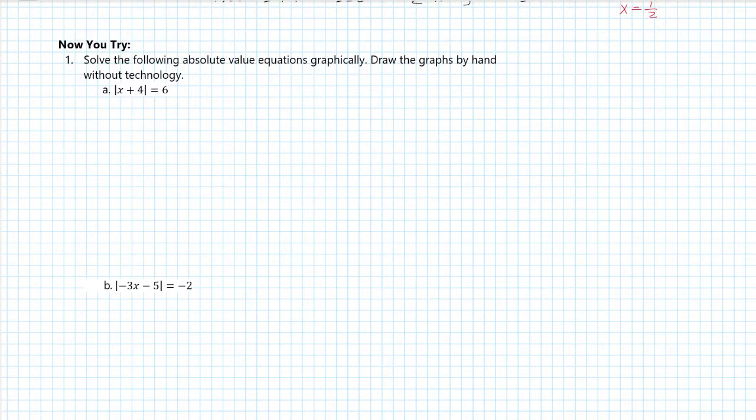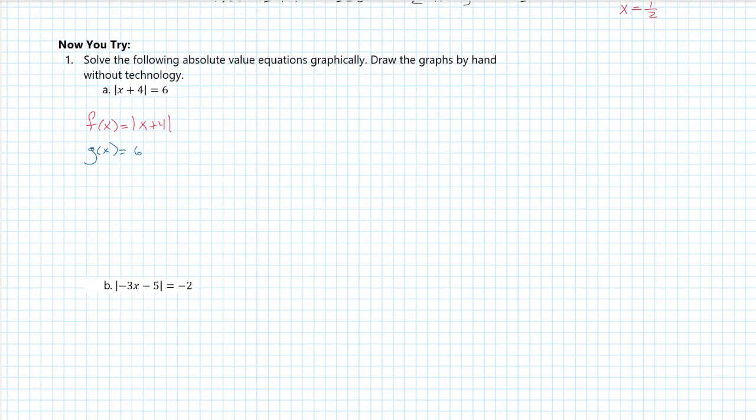This is Noah, and we're going to walk through the solutions to the Now You Try problems on solving absolute value equations graphically. The instructions say solve the following absolute value equations graphically, draw the graphs by hand without technology. The first equation that we have is the absolute value of x plus 4 equals 6. So I'll begin by, in red, putting f of x equals the absolute value of x plus 4. And in blue, I will put g of x equals 6.